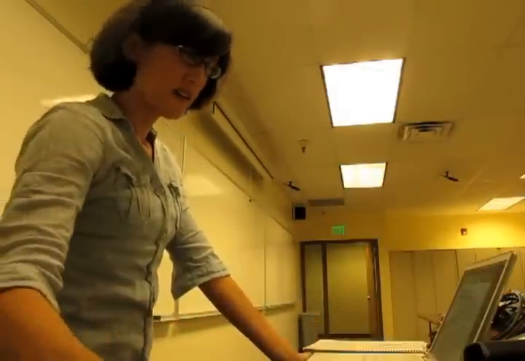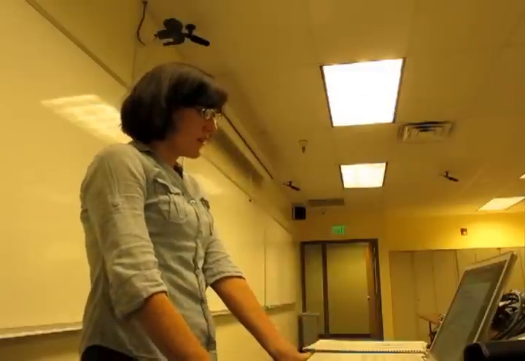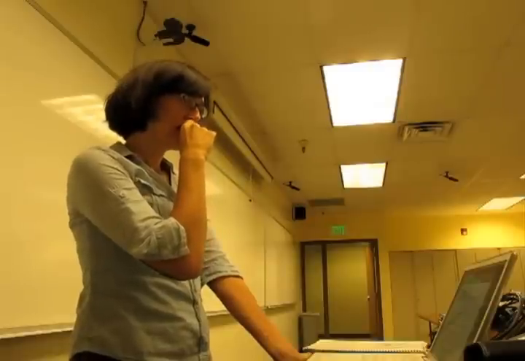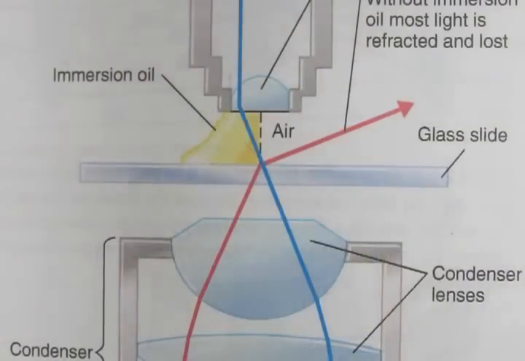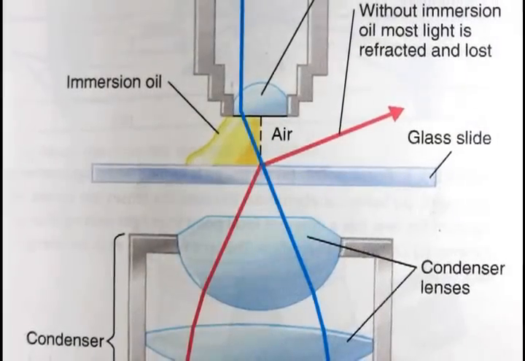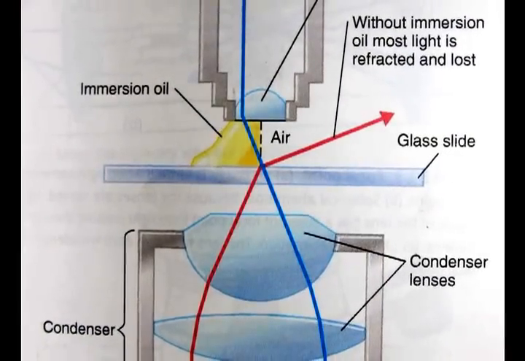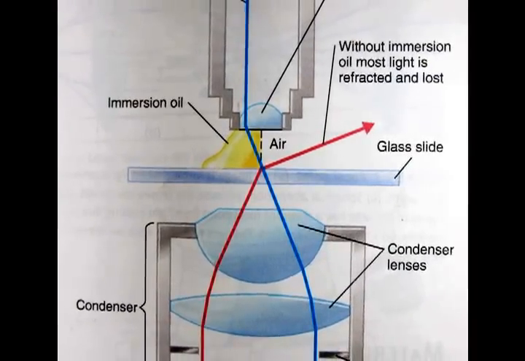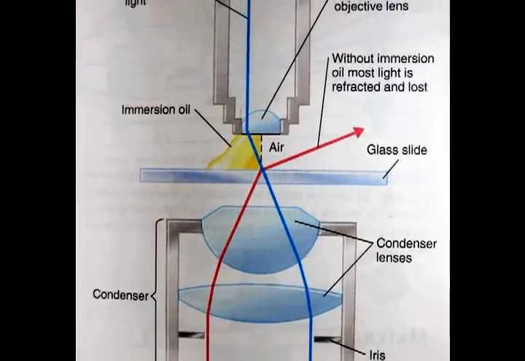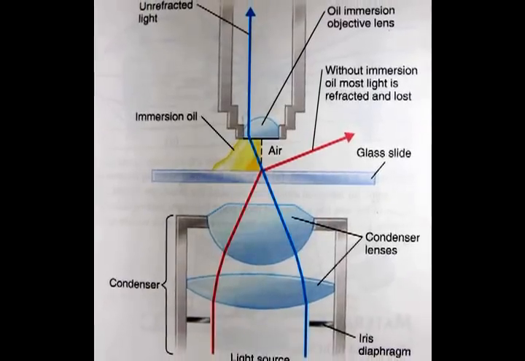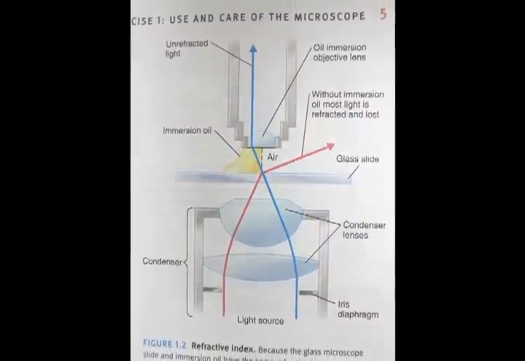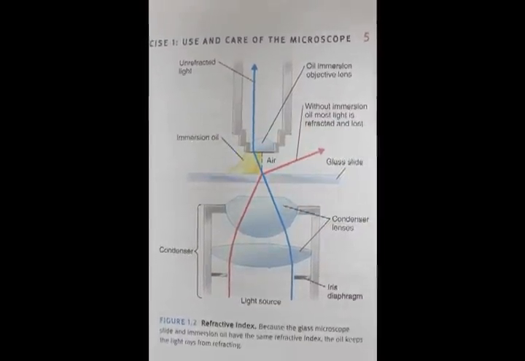Okay, and you might have a question on how oil immersion improves resolution. You know, what happens if you don't use oil immersion? Light can be refracted out until you lose a lot of light and get a blurry image. That's why you use oil immersion: the oil has the same refractive index as glass, so the light isn't lost, and you have a higher resolution.